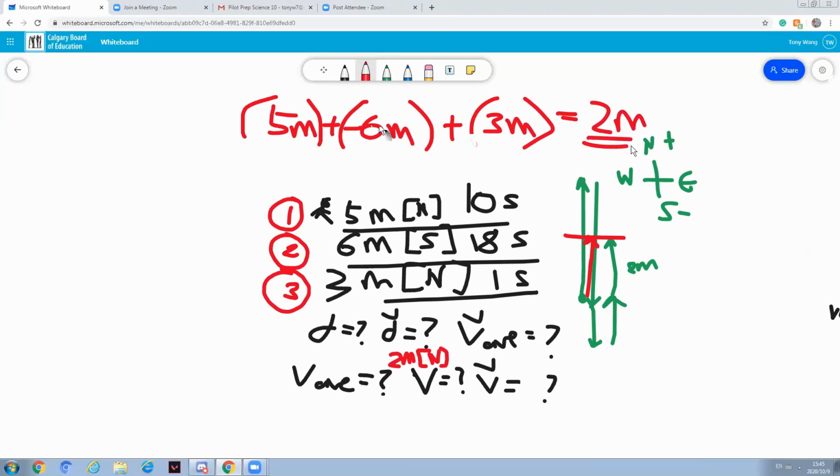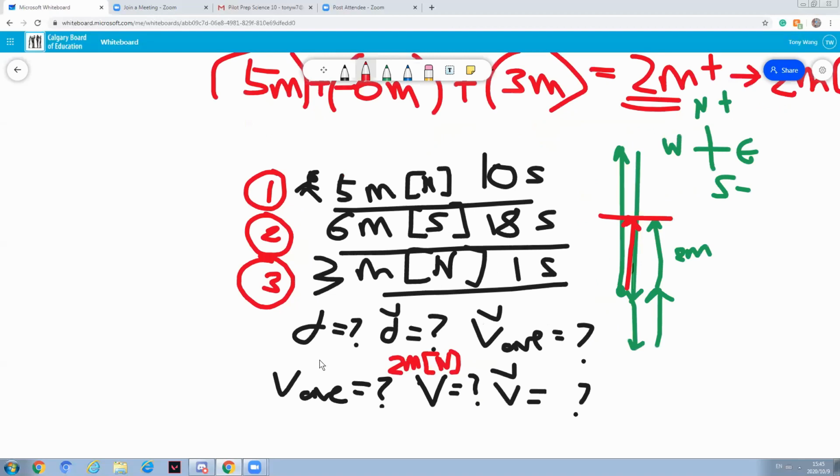And since this number is positive, this must mean that she is 2 meters north, because that is how we define the question, where north is positive and south negative. Does that make sense? Okay. So now we're going to calculate this person's distance.